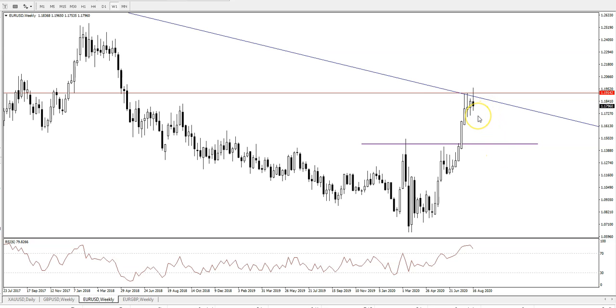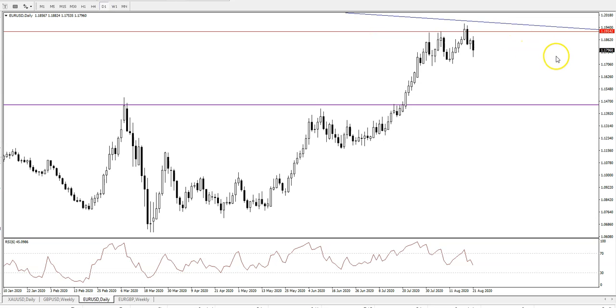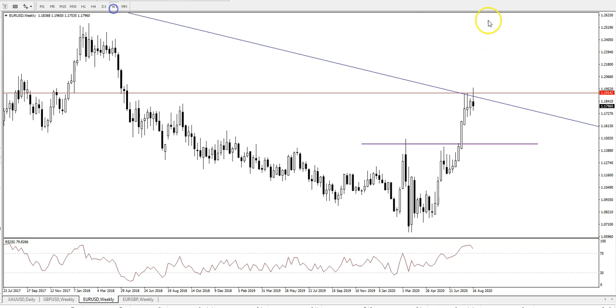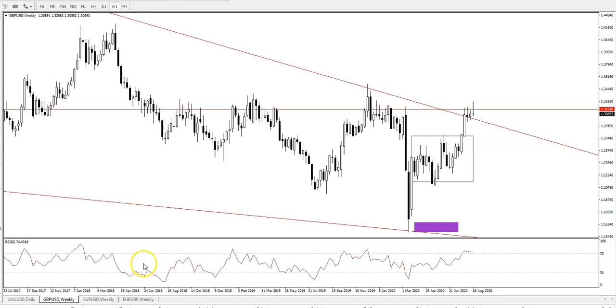So I will go down to the smaller time frames and see if that's true, because the market changes all the time. It could be that price goes up higher, but based on the signal, it's a bearish bar, based on all the price action. That's my gut feeling right now. So that's for euro dollar.